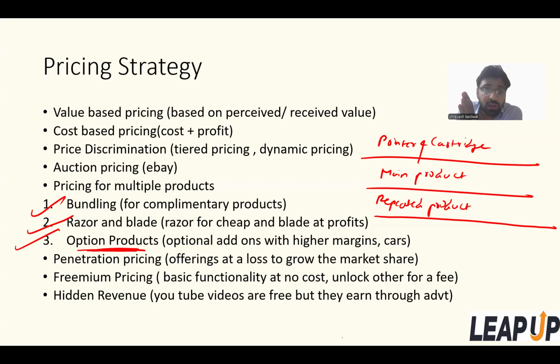So this is what optional products pricing is, whereby the base product is there, but the products that add on to it are generally sold for a higher margin. And that's where the dealer makes the most amount of money. So, your music system, ventilated seats, all of those things, right? The next pricing strategy is penetration pricing. Whatever we have done so far was for multiple products. Now we'll understand penetration pricing.